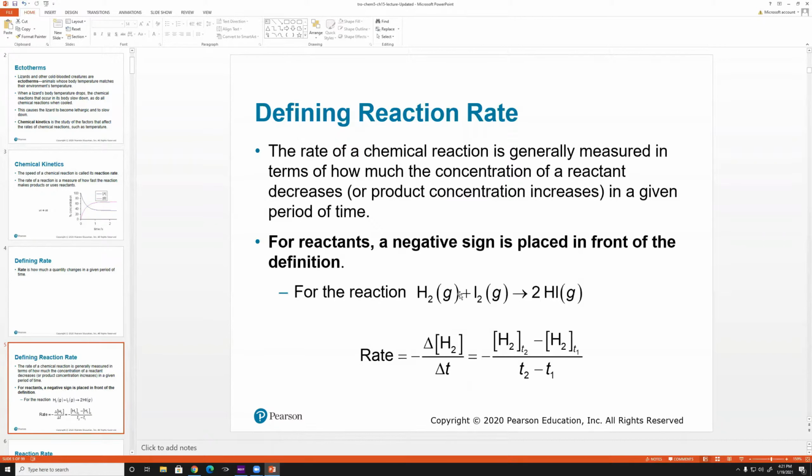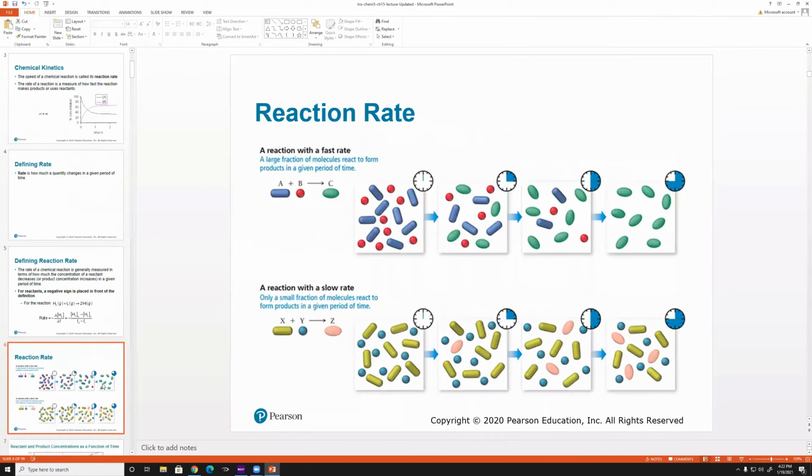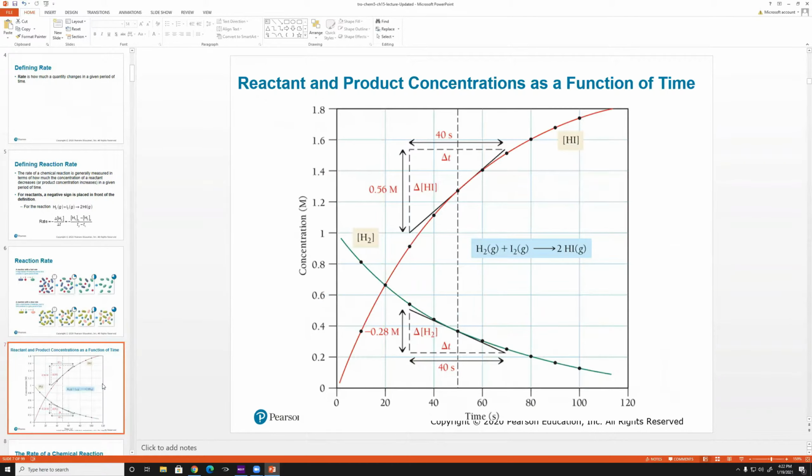Now, for reactants, that rate is always going to be expressed negatively because the change in the reactant concentration is always going to decrease as the reaction goes forward. This means the rate is going to be the negative of the change in concentration of the reactant over the change in time. Whereas for the product, it's going to be positive because you're going to be creating more product as the reaction goes forward. Now, you can look at this schematic of what happens when you have a slow reaction versus a fast reaction. And we're going to be able to calculate how fast the reaction is, what we just talked about.